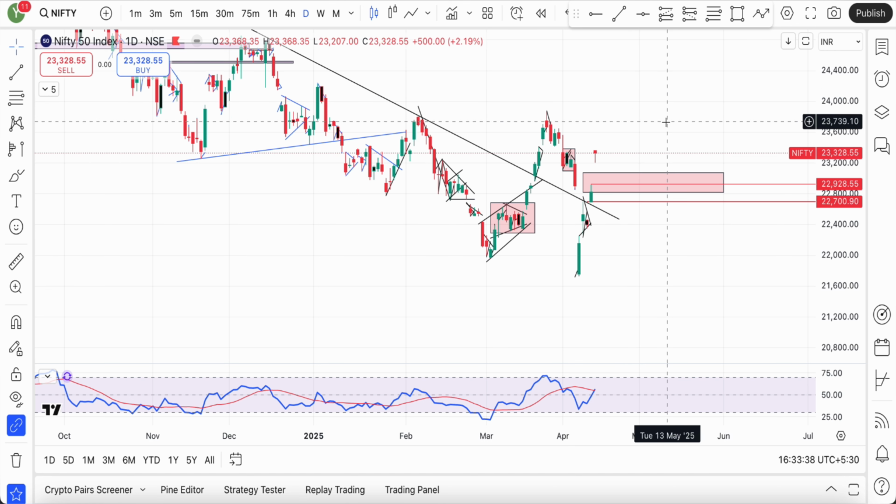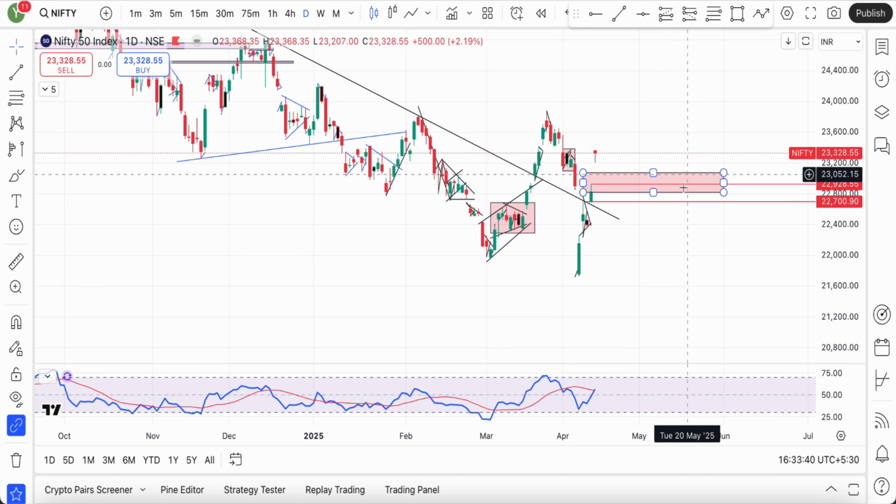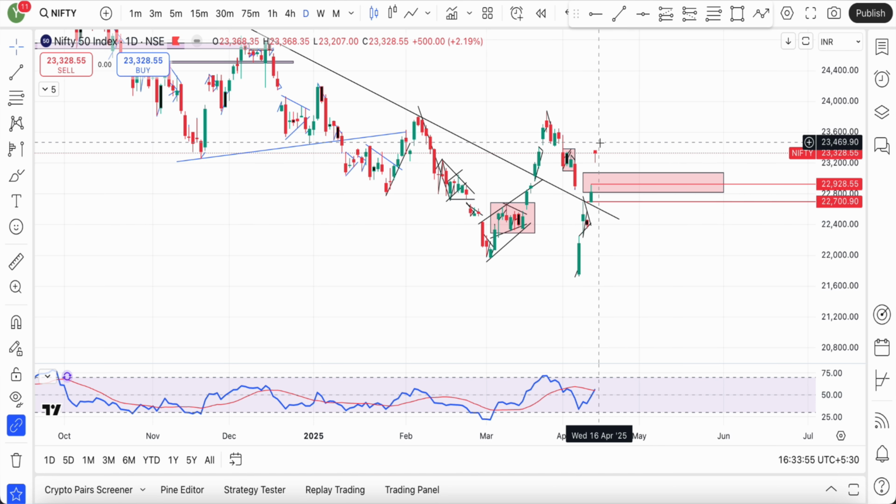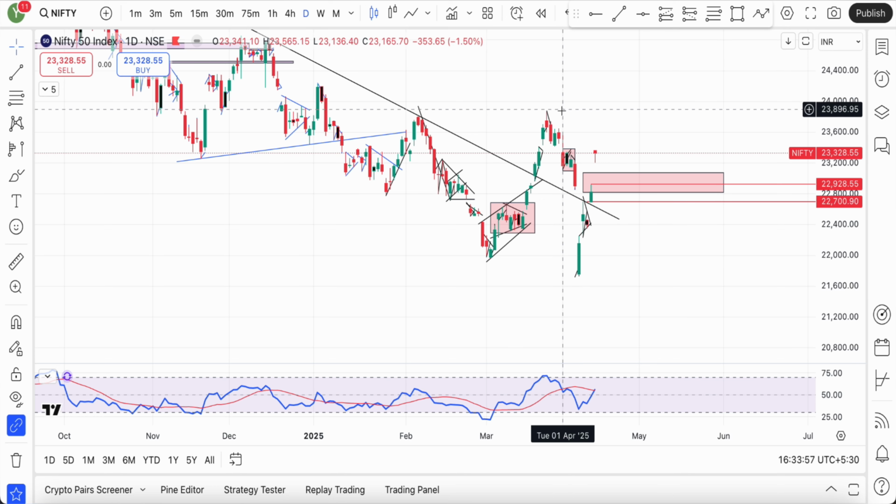The CPI numbers of India have just come out as I'm recording this video, and they are good. They are better than the estimates, as in lower than the estimates. So the consumer price inflation numbers being lower than expected is positive for the stock market. So if we look at these things again, this high is of very crucial importance.